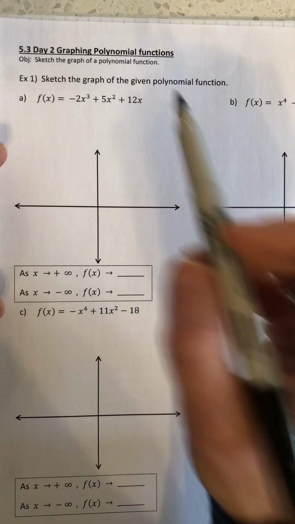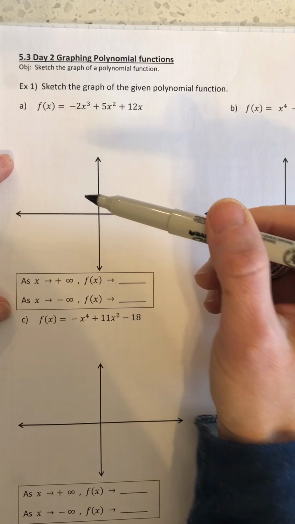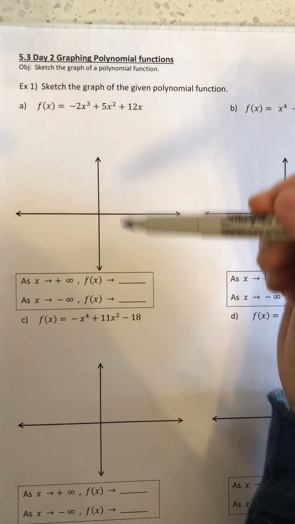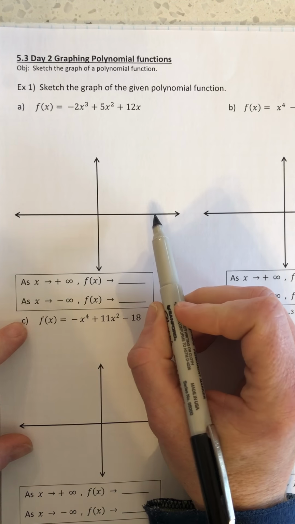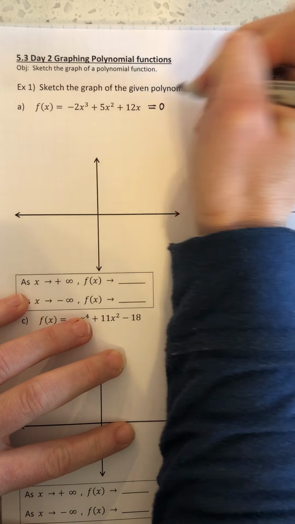All right, so here we go. It says, sketch the graph of the given polynomial function. So again, if I want to sketch it, I need the degree, I need the leading coefficient sign, and I got to determine that end behavior along with my x-intercepts. All right, so let's find our x-intercepts. So let's set it equal to 0 and solve.